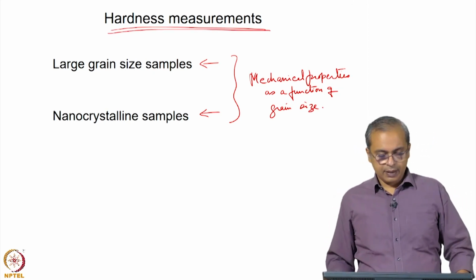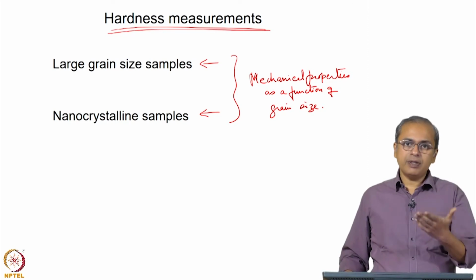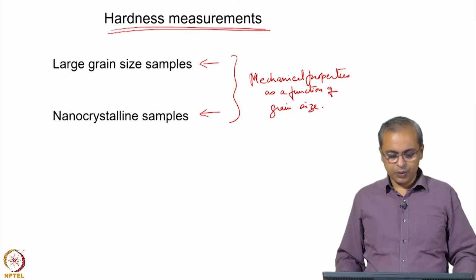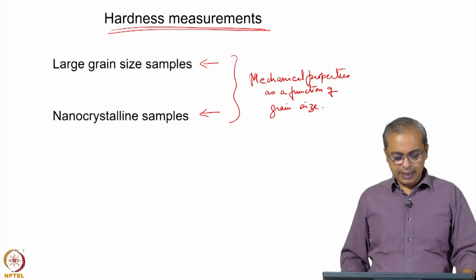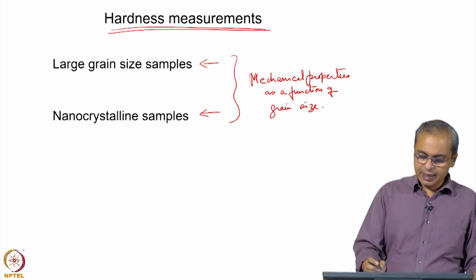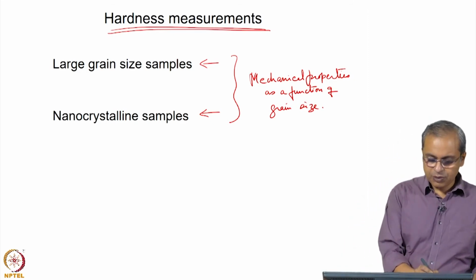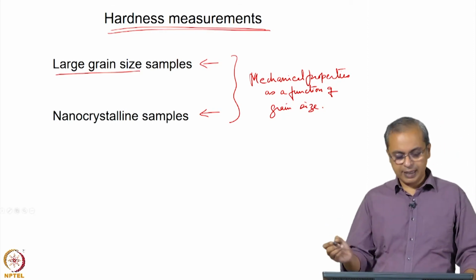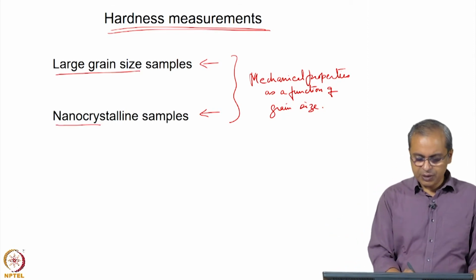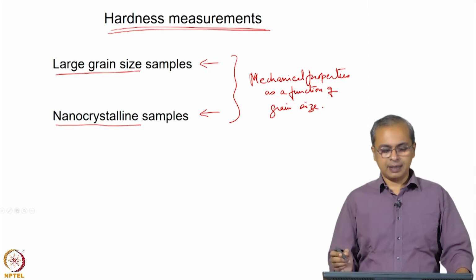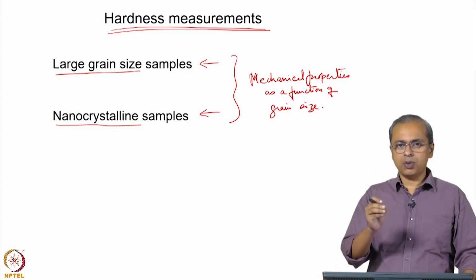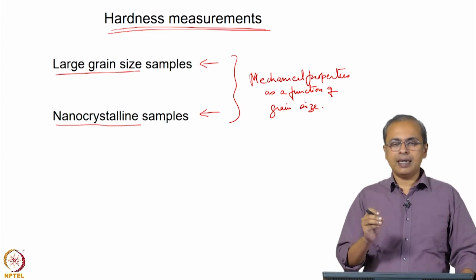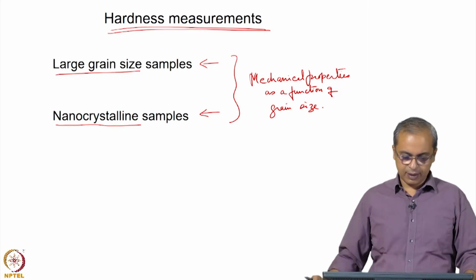So, when we actually look at the original work where they did this, you will see what they have done, but in principle this is the idea that they have used, that they use this hardness measurement process where they are able to get, using the hardness, the mechanical properties of a large grain size sample as a function of grain size, and also the mechanical properties of nanocrystalline samples as a function of grain size. So, this is what was done, and therefore, we will take a few minutes to look at what is this hardness measurement and how do we make the measurement.